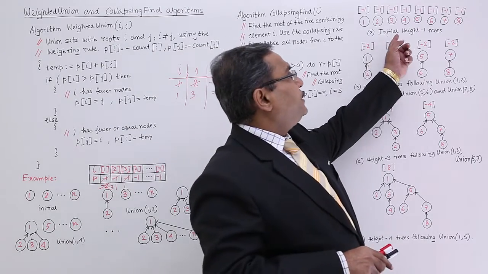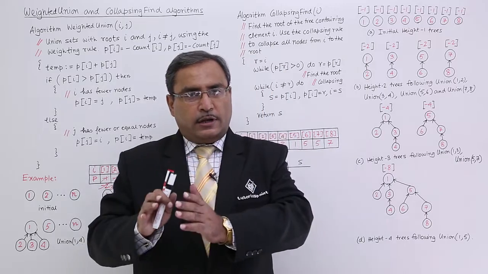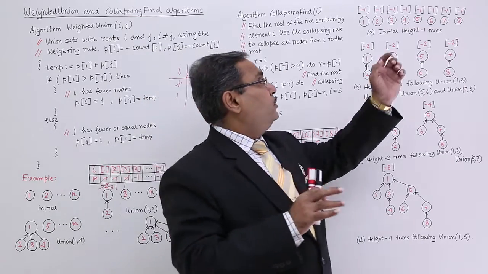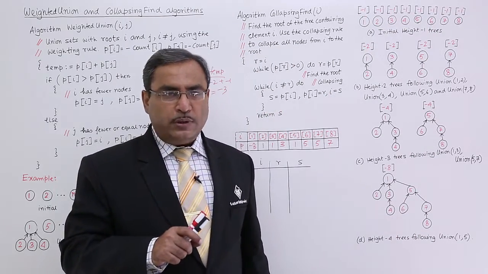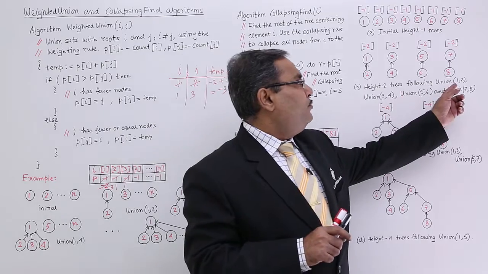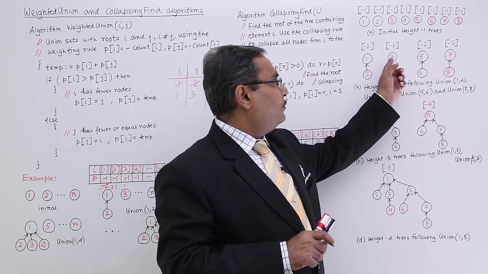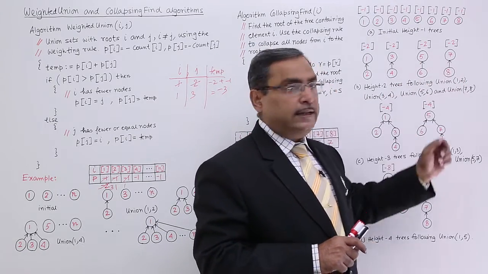So, the initial tree was like this. That means all the 8 nodes were separately in 8 different sets, one element per set. So their corresponding array locations will contain -1 as the count. Now if I go for union 1 2, it will take shape like this; union 3 4 will take shape like this; union 5 6 and union 7 8 will take shape like this.